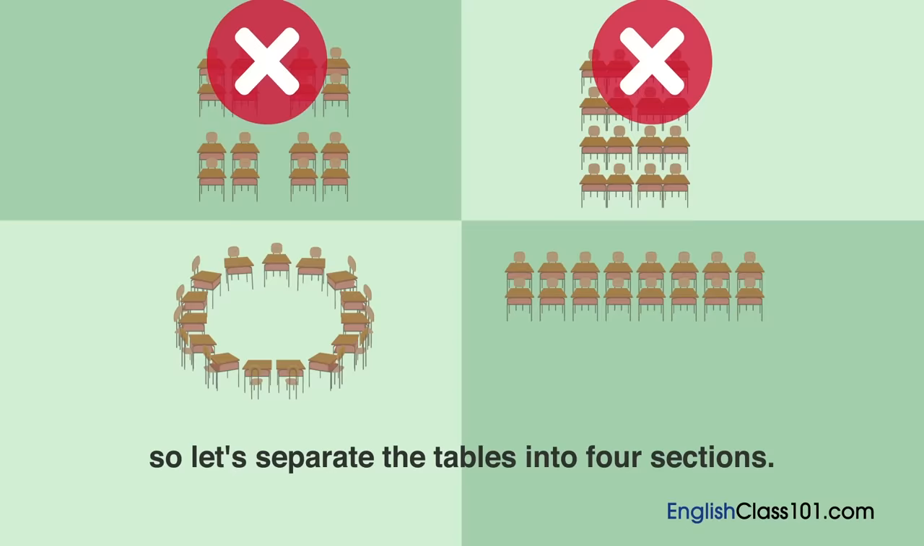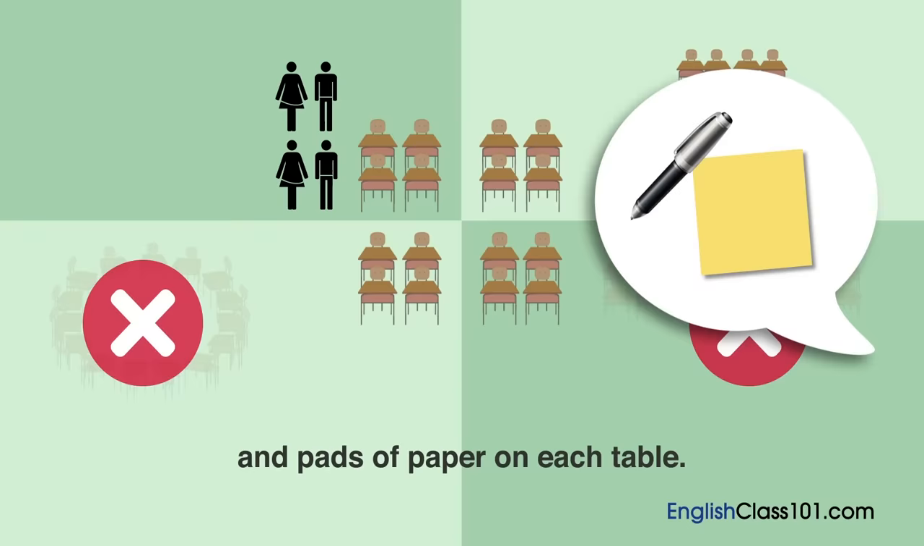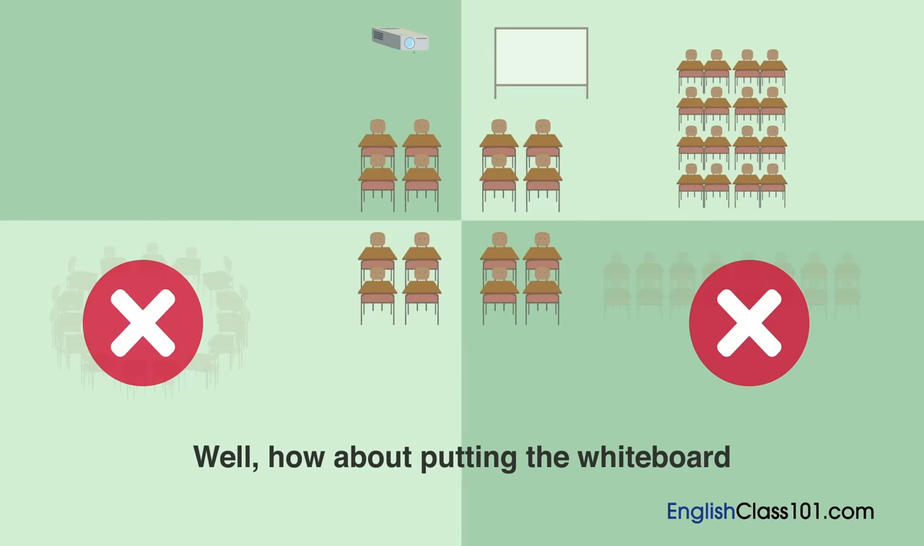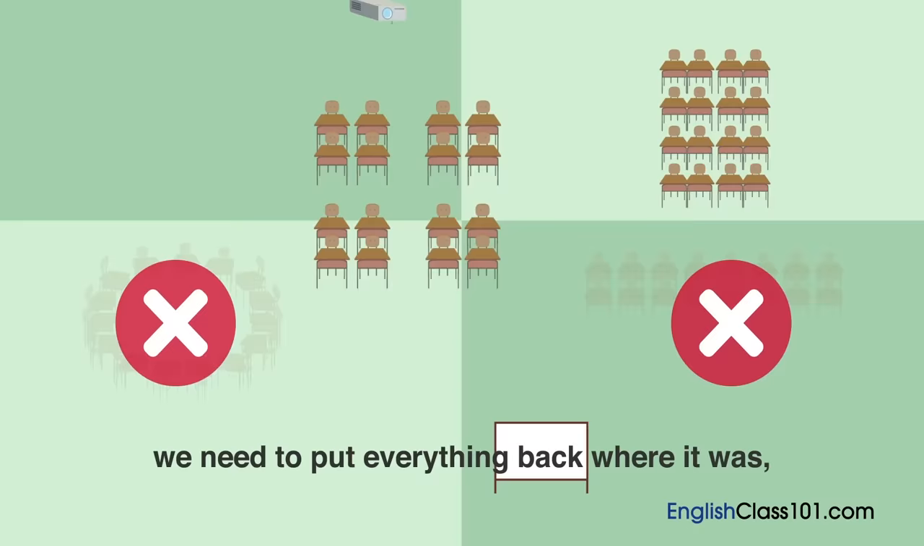Okay. And I'll put some pens and pads of paper on each table. Thank you. And we'll have a short presentation at the beginning of the session, so we need a projector here. All right. Also, we're going to use a whiteboard, aren't we? Is it okay if I put the whiteboard next to the screen? Well, how about putting the whiteboard at the other end of the room? That makes sense. After the meeting, we need to put everything back where it was, in 4 rows of 2 tables per row.